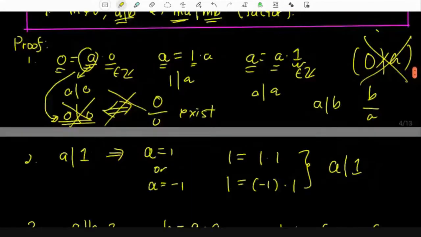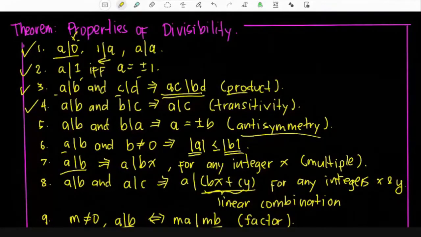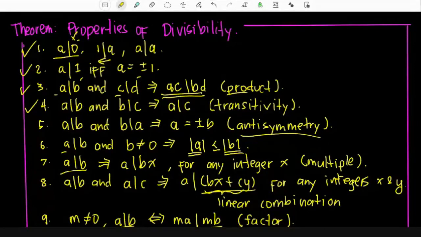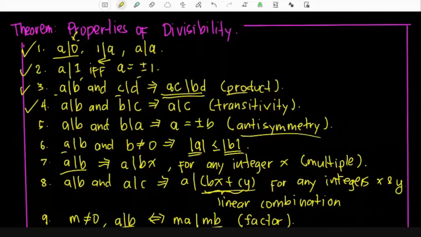Okay? Ganun lang po kadali mag-prove ng divisibility. You always go back to the definition. So, from the given, gamitin mo yung definition and then establish mo yung conclusion required. Okay. So, tuloy natin. A divides B and B divides A implies A is equal to plus or minus B.